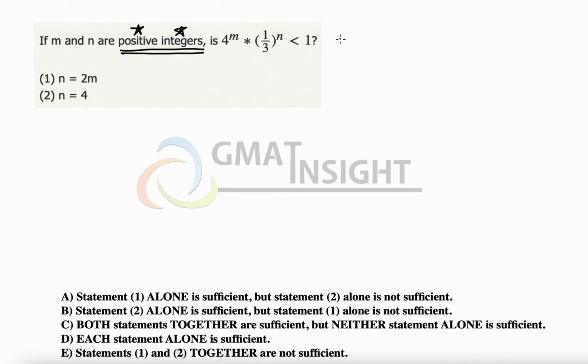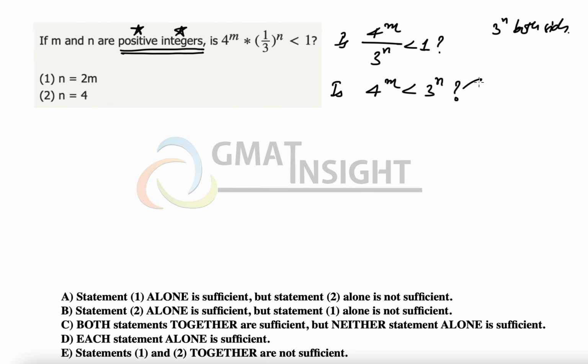So let me just simplify this. The question is the same as: is 4 to the power m over 3 to the power n less than 1? Now since we know that m and n are positive and 4 and 3 are also positive integers, that means multiplying 3 to the power n on both sides will not make any difference in the inequality sign, because multiplying both sides of an inequation by a positive value does not require any change in sign. Only multiplication by negative values on both sides requires the change in inequality sign. So if I multiply 3 to the power n on both sides, then the question becomes: is 4 to the power m less than 3 to the power n?